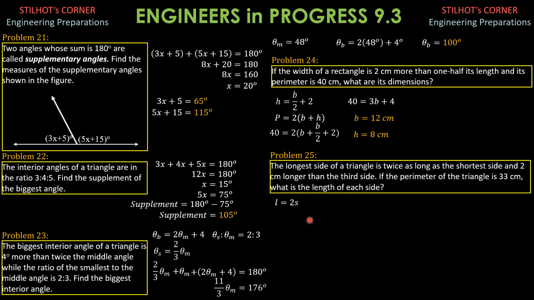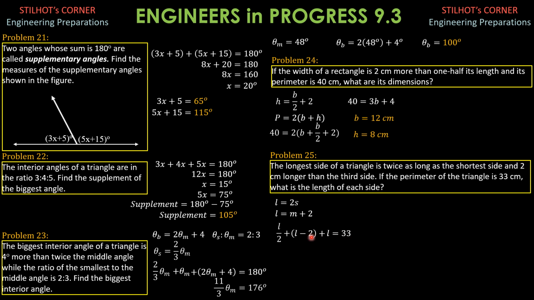so L is the third side or middle side m plus 2. So the sum of these sides is equal to 33. So shortest side, which is L over 2, plus middle side from this equation L minus 2, plus longest side L equals 33. L over 2 plus L is 5 halves L.